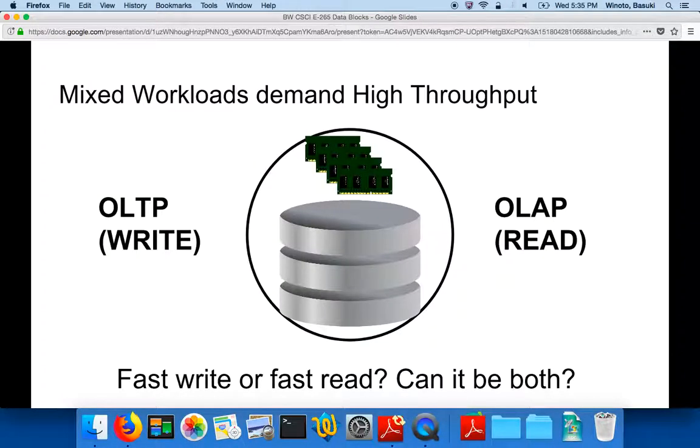Now let's look at why this is a problem. In the database world, or at the application level, it's very common that we have the task to serve mixed workloads, which demands high throughput. By mixed workload, we're looking at OLTP, usually characterized as write heavy, and OLAP for analytical purposes, which is usually characterized as read heavy. Now, the problem here is that we've got to choose. Would it be a system that has a fast write, or a system that could do a fast read? Now, can it be both?